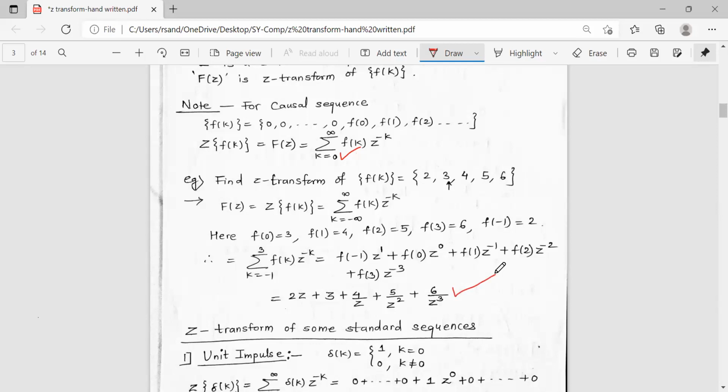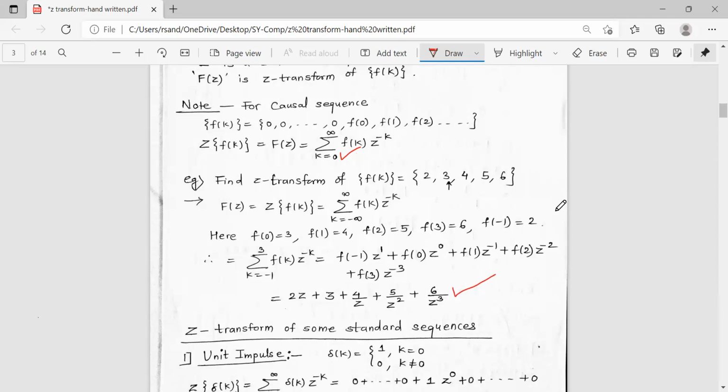आ रहा है समझ में? Z transform for the sequence f of k is giving you the value in terms of z. Any doubt regarding this? Yes. Are you with me, all of you?